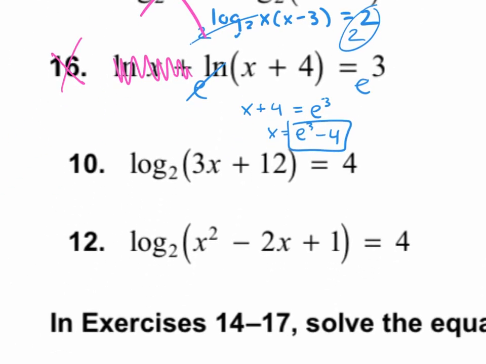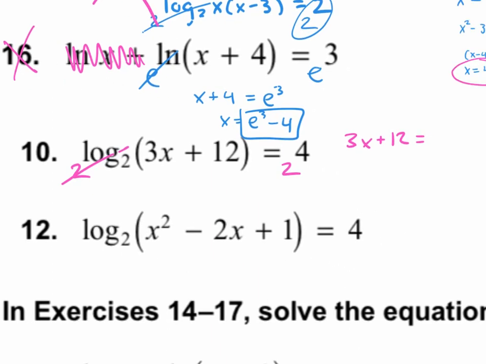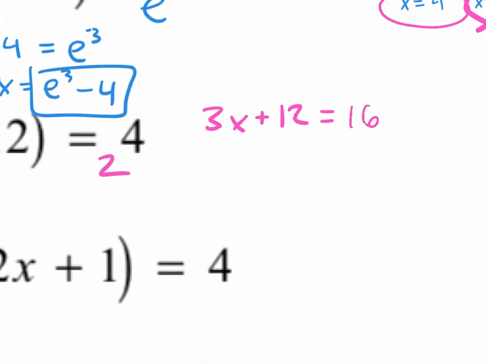All right, number 10. What should we do first? Raise it to the base 2. This cancels, so 3x plus 12 is equal to, what is 2 to the 4th power? 16. What do I have to do next? Subtract 12. So 3x is equal to 4.